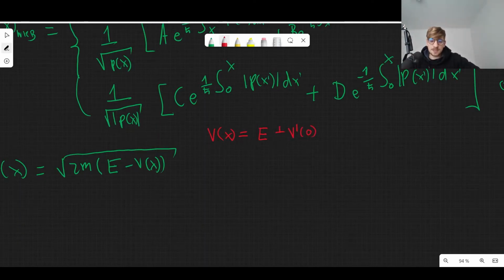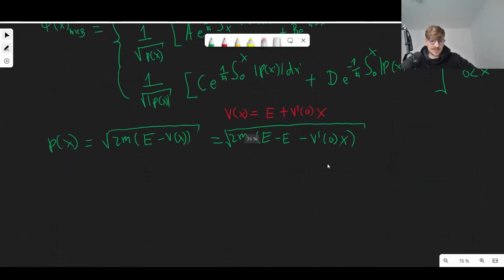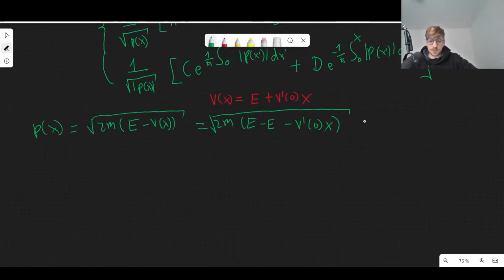Well, this depends. It is plus in this case because it is upward sloping. In the case of a downward sloping curve, it is going to be minus. So e plus v prime of 0 times x. So this is how we will approximate this. So when we plug it in here, we get square root of 2m, e minus v prime 0 x. If any of this looks strange to you, I do recommend that you go back and either watch or rewatch the videos where we explain all of this, because it is not all that simple, and you have to understand it properly.